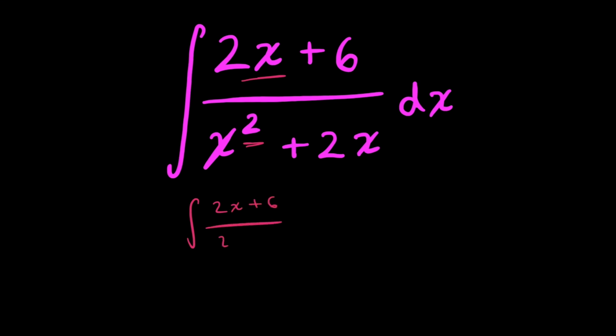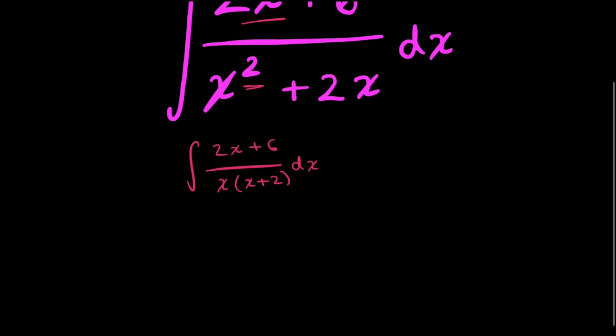So I'd have x times x plus 2 dx. And to start decomposing, I will have some constant a over that first part, x, plus some constant b over that second part, x plus 2. Now I want to find my constants a and b, and to do that I'll condense this into one fraction by finding the common denominator between these two terms.